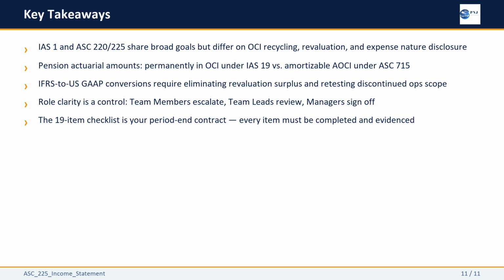On conversions, always address revaluation surplus elimination and retest the discontinued operations scope under the ASC 200-520 strategic shift criterion. Role clarity is a control in itself. Team members escalate, team leads review, and managers sign off, and none of those steps can be skipped. The 19-item period-end checklist is not a suggestion. It is the documented evidence that your income statement is complete, accurate, and consistent.